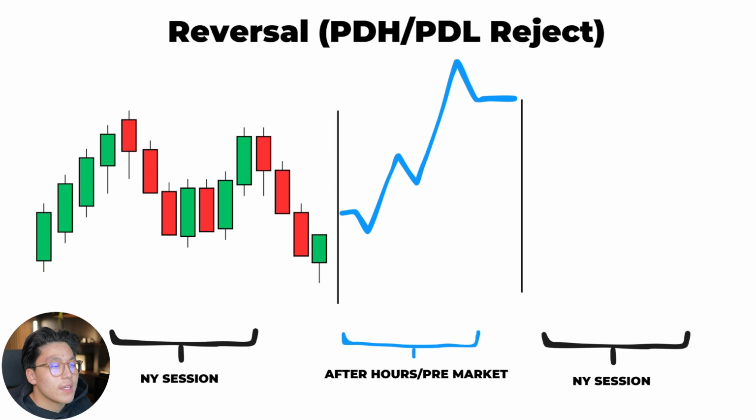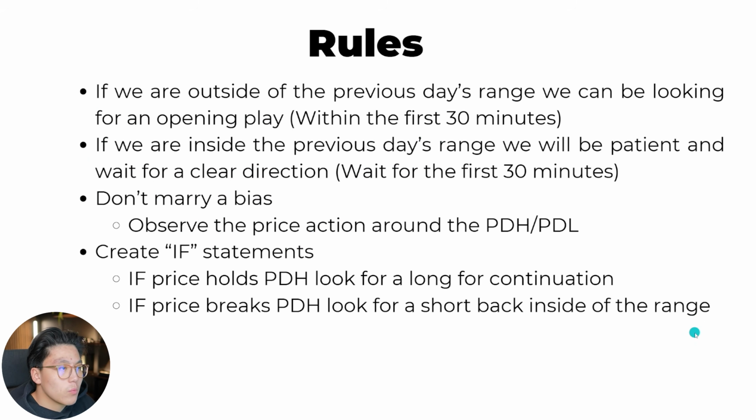So we went over the different types of scenarios when we're trading inside of the range versus trading outside of the range when it comes to using the previous day highs and lows. Now let's take a look at some rules before we head on to some charts. Some rules that we like to look for are fairly basic. If we're outside of the previous day's range, what we can be looking for is an opening play. And really, an opening play is a trade within the first 30 minutes.